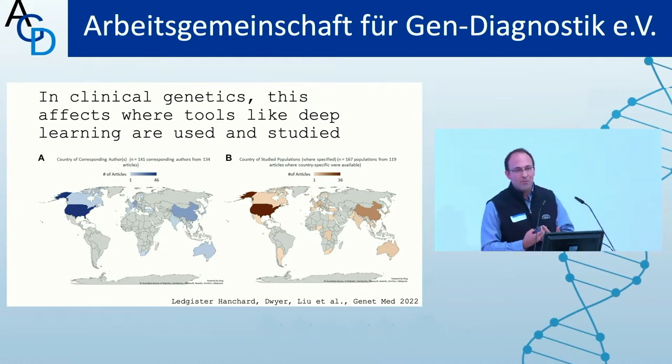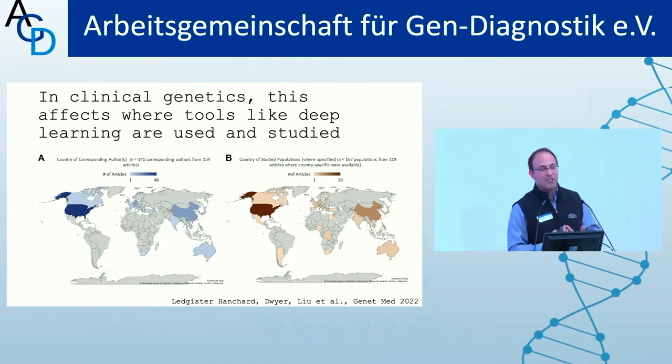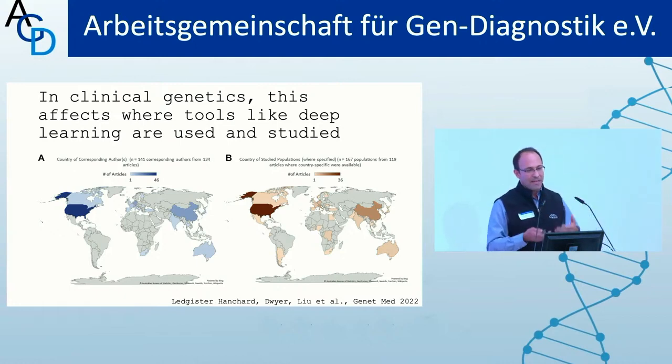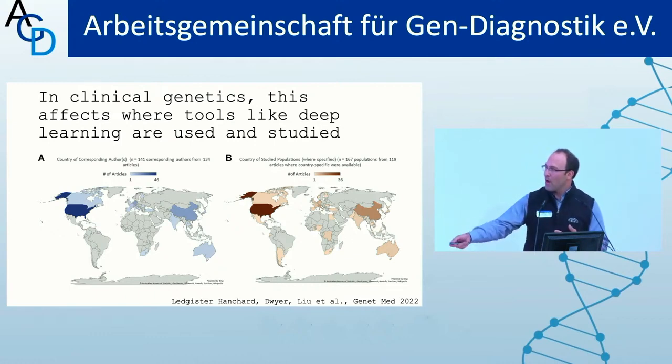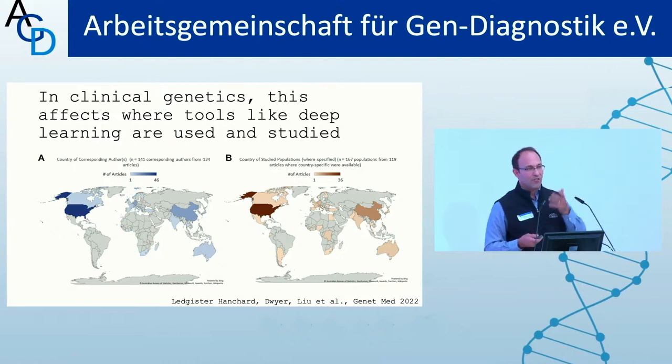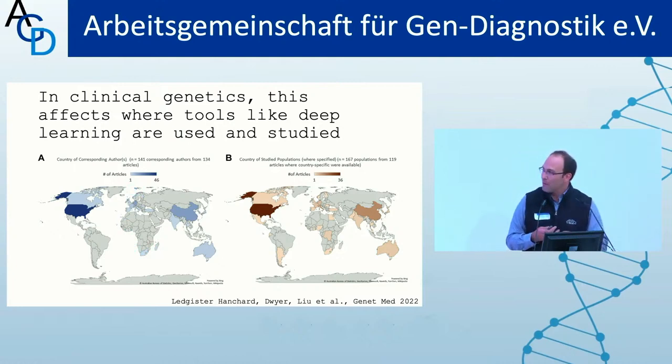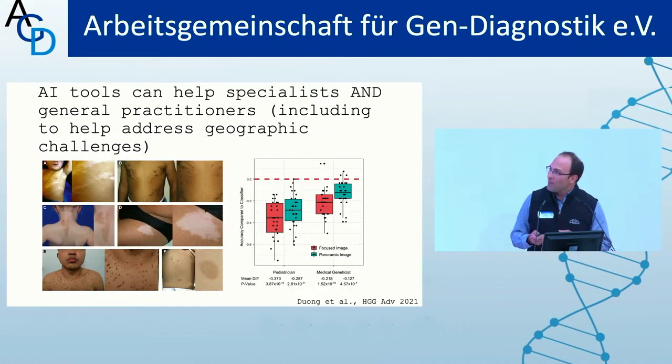So going back to one of the themes of the conference, artificial intelligence and deep learning, this is from just a little review paper we did. We can see that the applications of these tools are focused both where the authors are and where the data is from in certain countries. And to Shahida's points, clearly doing a better job of this would help everybody.